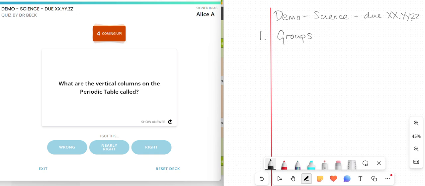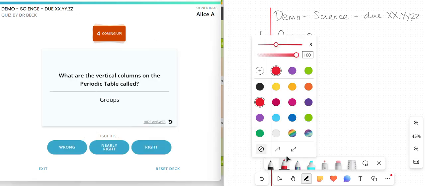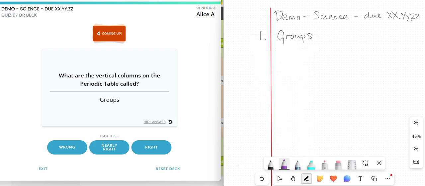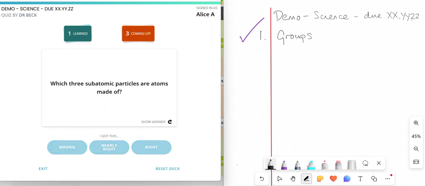So I'm going to check the answer to this. I've written the number 1 in the back of my book. I've written my answer. I'm now going to check my answer. Fabulous. So I've got that right. The answer is groups. So in the back of my book, I'm going to purple pen a tick. I'm not going to do anything else except for say that this answer is right. It's not wrong, it's not nearly right, it's just right. And that will give me the next question.